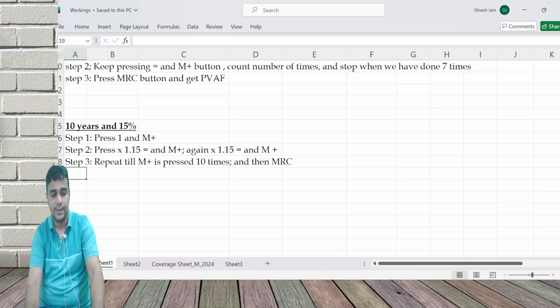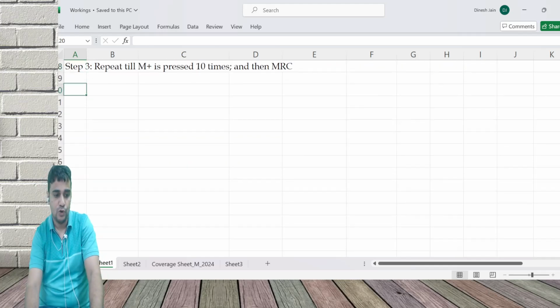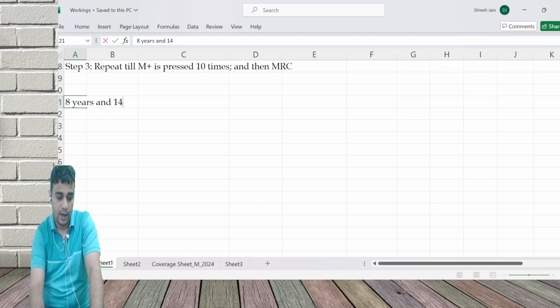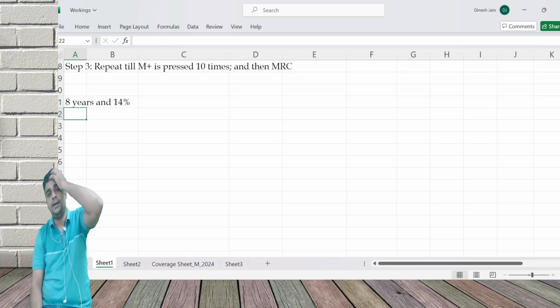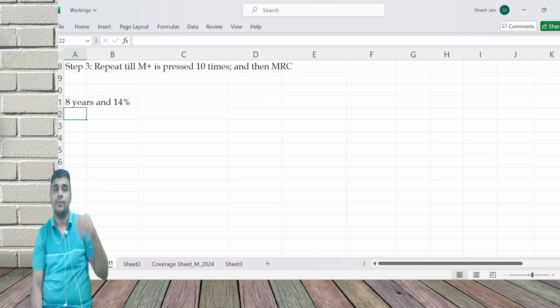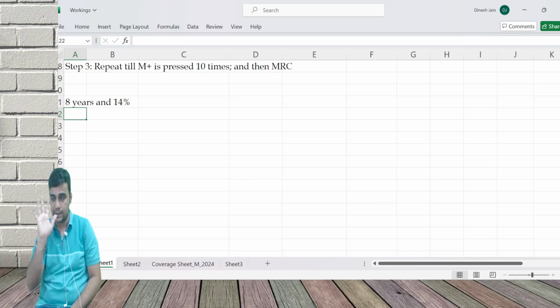Clear? Let's do another example. You will give me the answer and then I'll check and let you know. 8 years and 14%. I'll repeat first. What you need to do, listen: 1 M plus, into 1.14 equal M plus, into 1.14 equal M plus. How many times do you have to repeat this? 8 times and MRC.